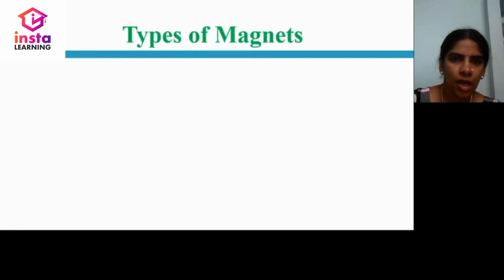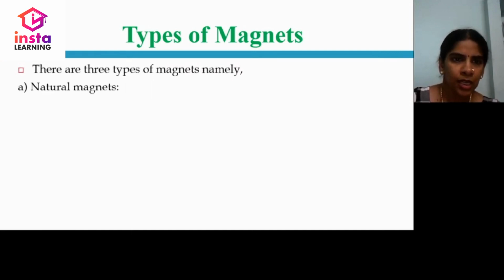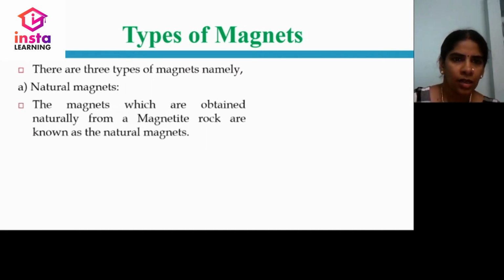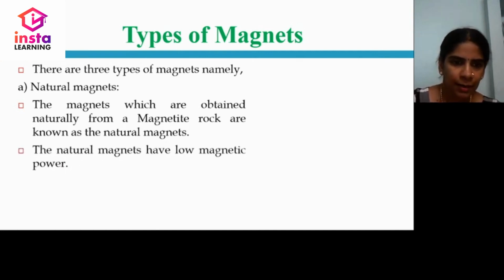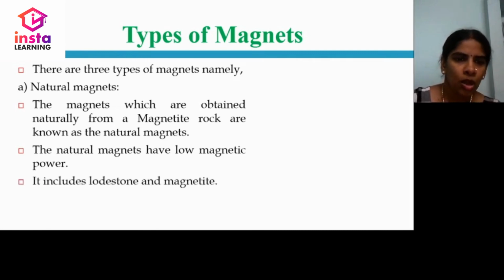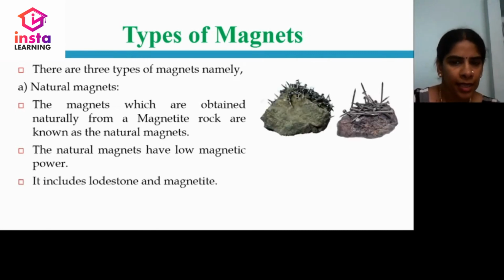Let us now discuss different types of magnets. There are three types of magnets. Natural magnets, that is, the magnets which are obtained naturally from a magnetite rock are known as natural magnets. These have low magnetic power. It includes lodestone and magnetite.